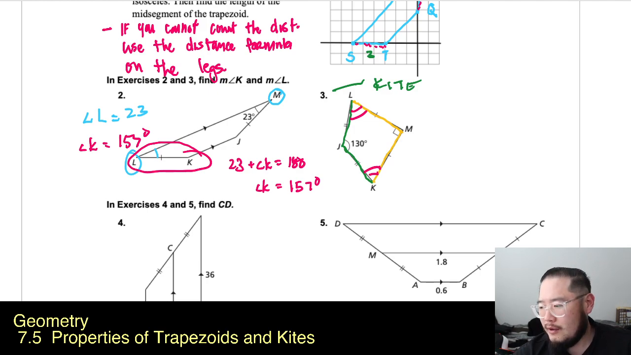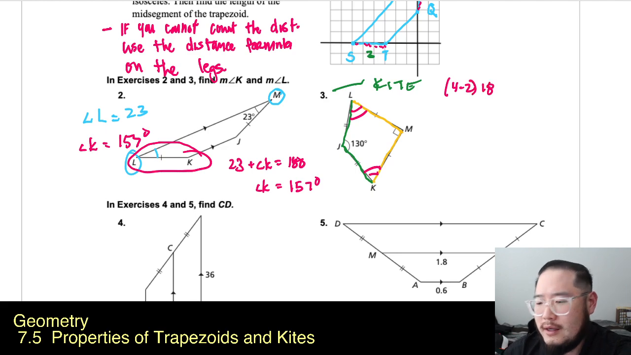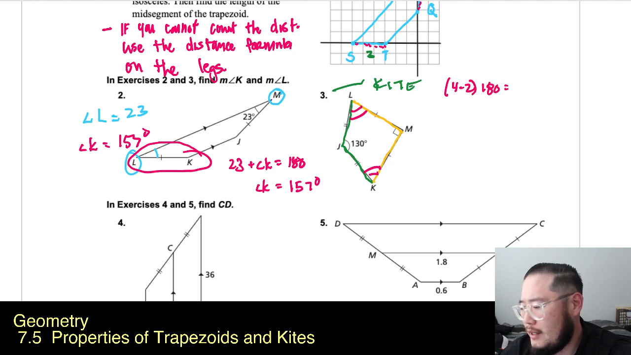Well, if you remember the equation, or you actually memorized it, great. We've done it quite a few times with quadrilaterals: 4 minus 2 times 180, or maybe you just remembered it, the interior angles of our polygon right here are going to be 360 degrees. Okay, this is the interior angles.